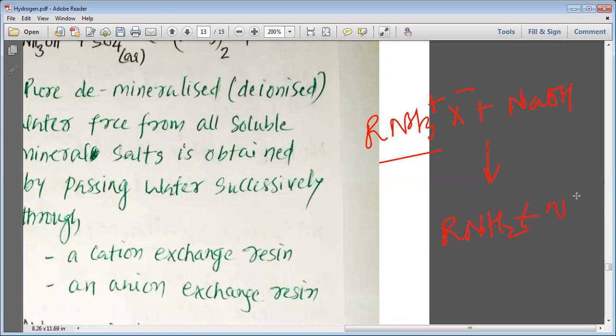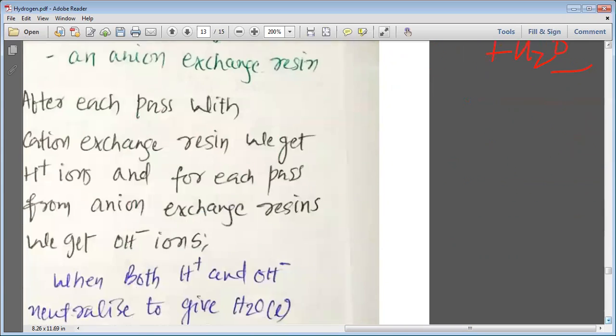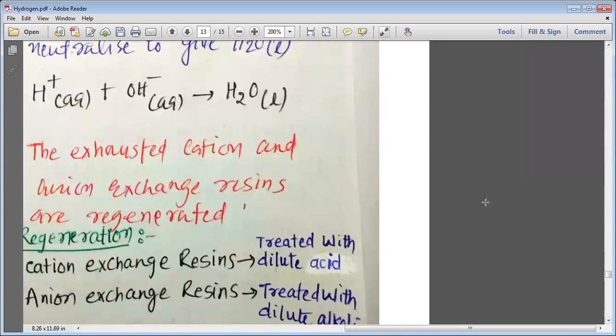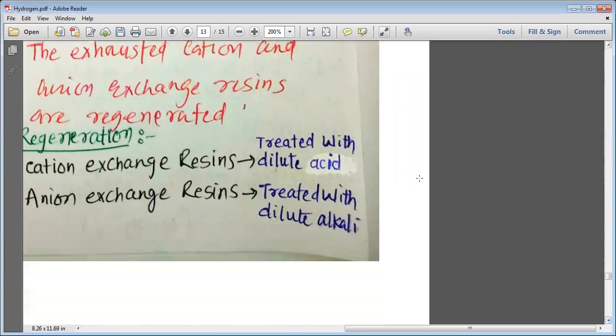We'll get NaCl, or NaX, and we'll get H2O. So the extra H which comes out from this, which makes it RNH2, combines with the OH to give us water, and we get Na combined with X minus to give NaX. So this is how, my dear students, we can easily understand the regeneration.